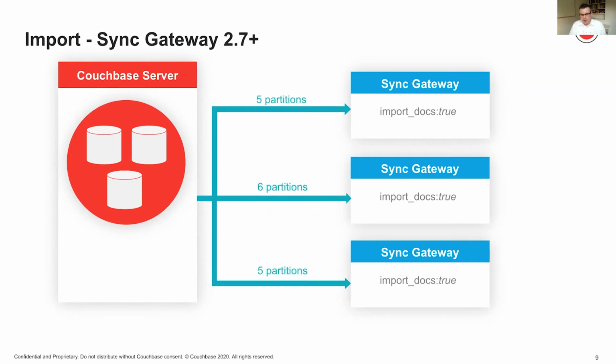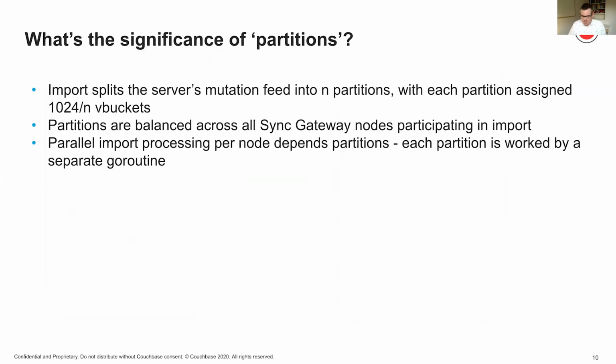So when we say partition, we're actually breaking the server's mutation stream down into a fixed number of partitions. And the number of partitions is what's getting balanced across your Sync Gateway nodes. By default, Sync Gateway is running with 16 partitions. So in a 3-node cluster, you'd end up with 5 partitions on 2 of the nodes and 6 on the other.